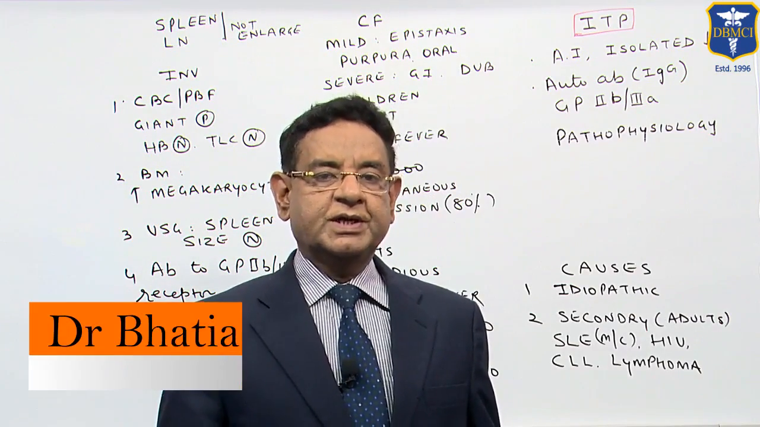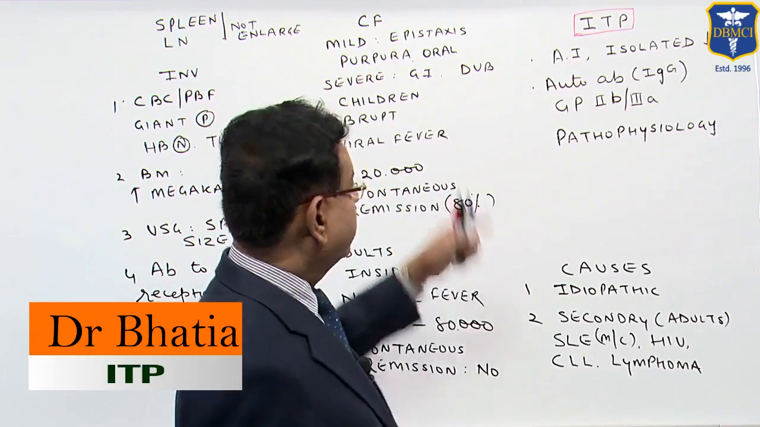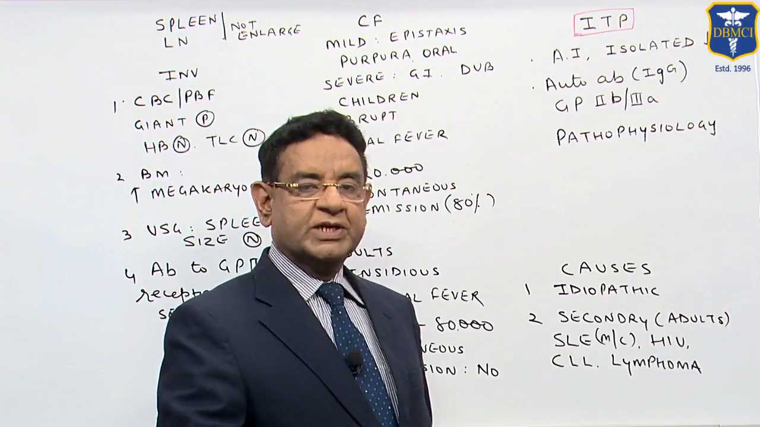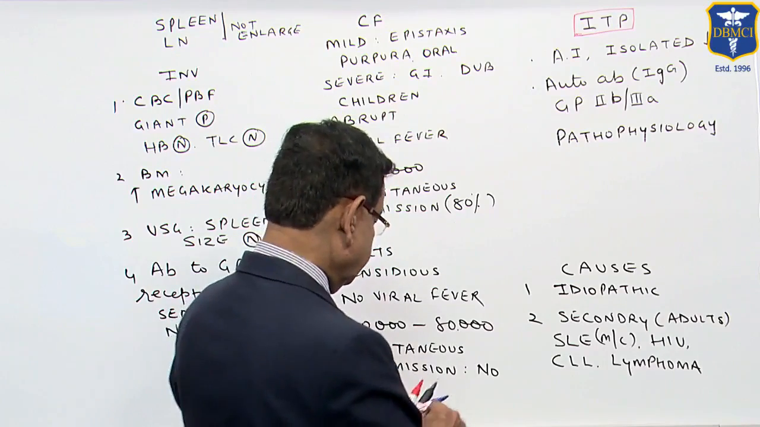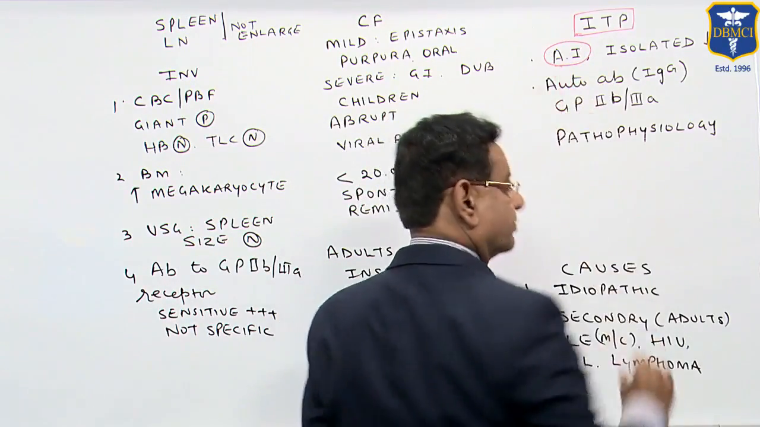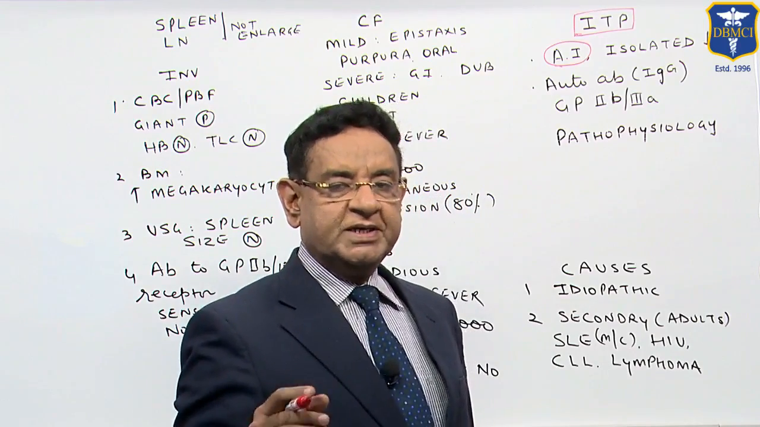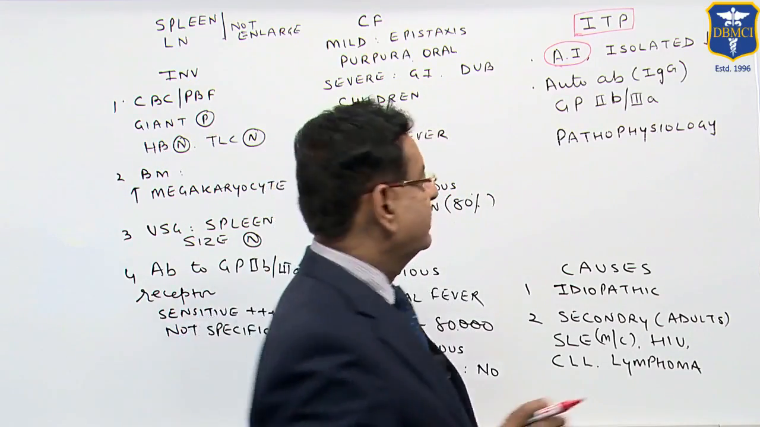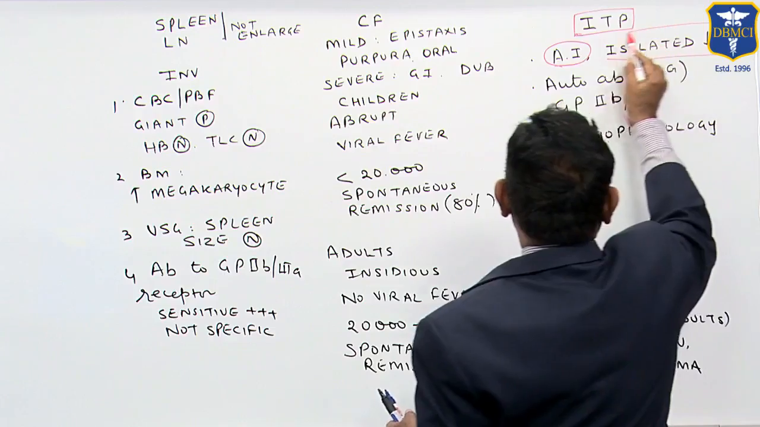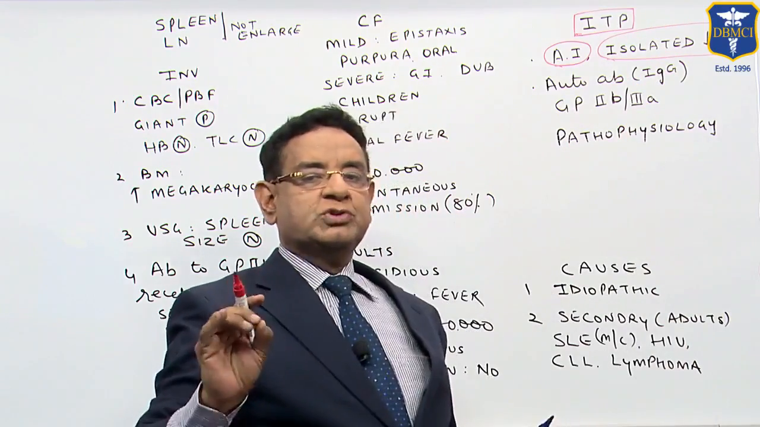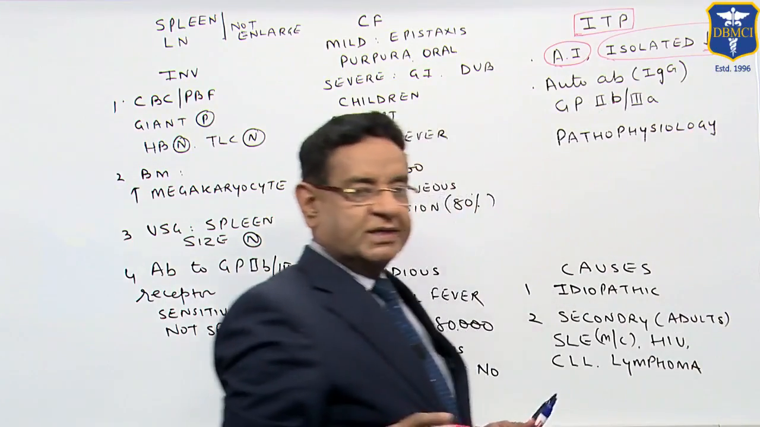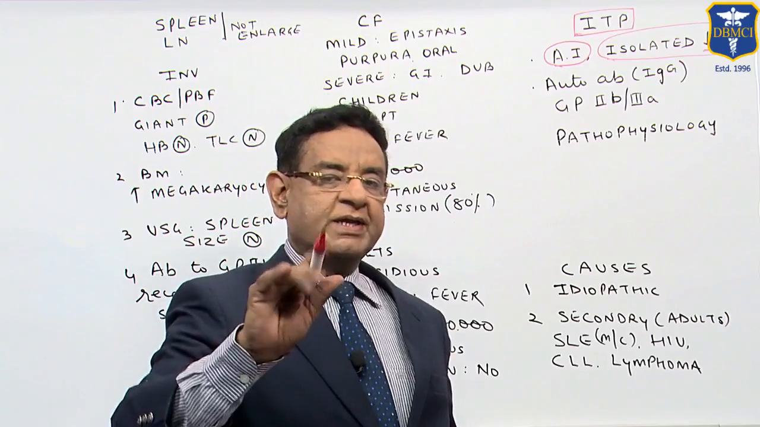Hello friends, now I will be talking to you about ITP, that is Idiopathic Thrombocytopenic Purpura. It is an autoimmune disorder, and the special thing about this is that it only has antibodies against the platelet. That's why there is isolated thrombocytopenia. P stands for platelet. So there is a low count of platelets, only isolated.